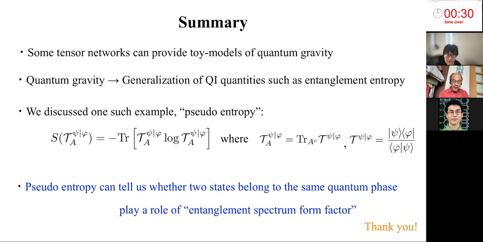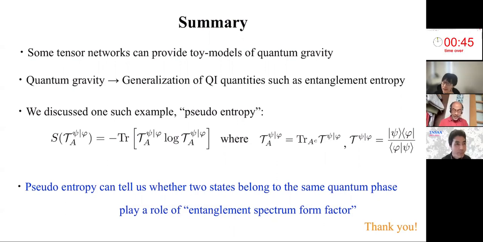I just thought to add a comment: because of this asymmetry, we have difficulty applying the tensor network scheme to such a random system. Just a comment. Okay, thank you.